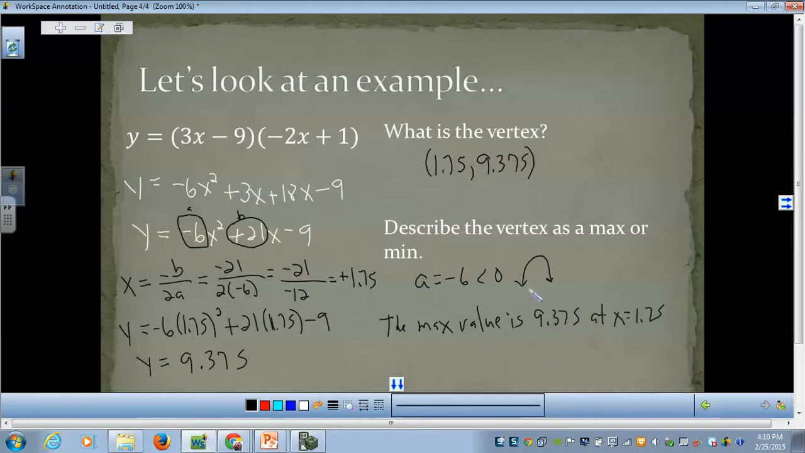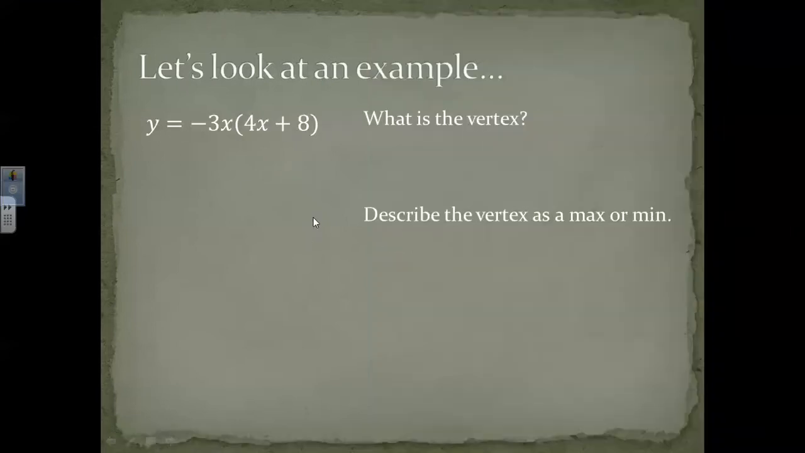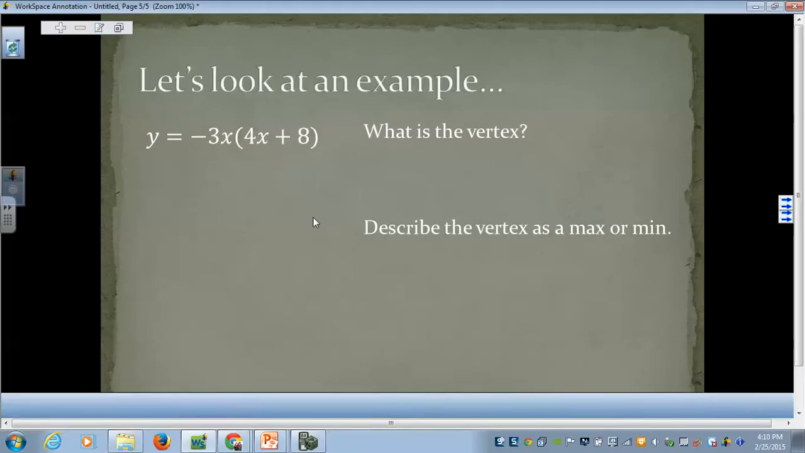Okay, let me minimize this for you, and let's look at the next example. So once again, attempt this on your own, pause the video, then turn it right back on and see how you did. All right, so let's see how you did on this problem.